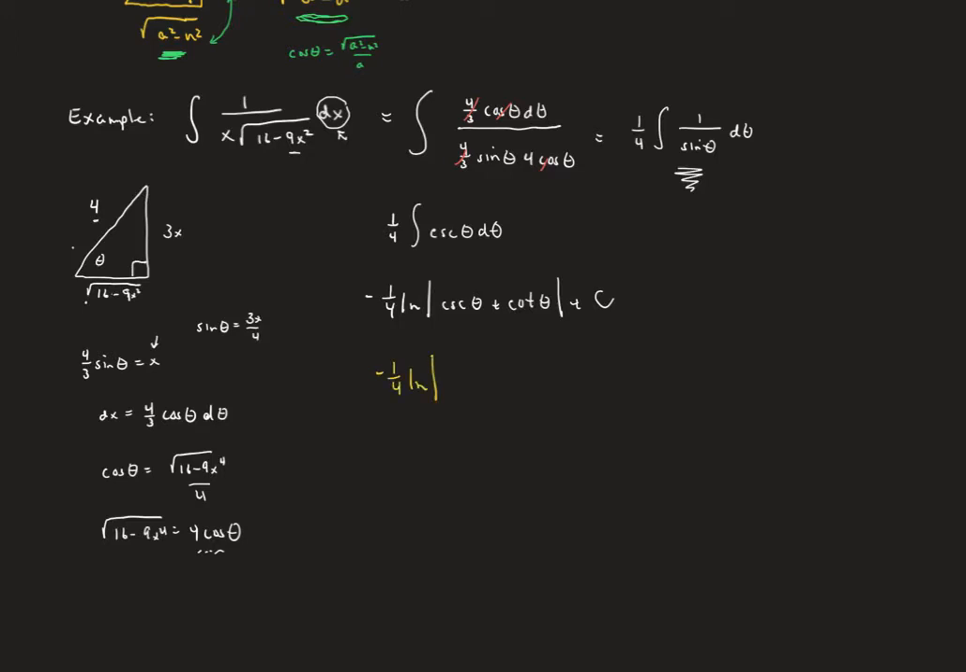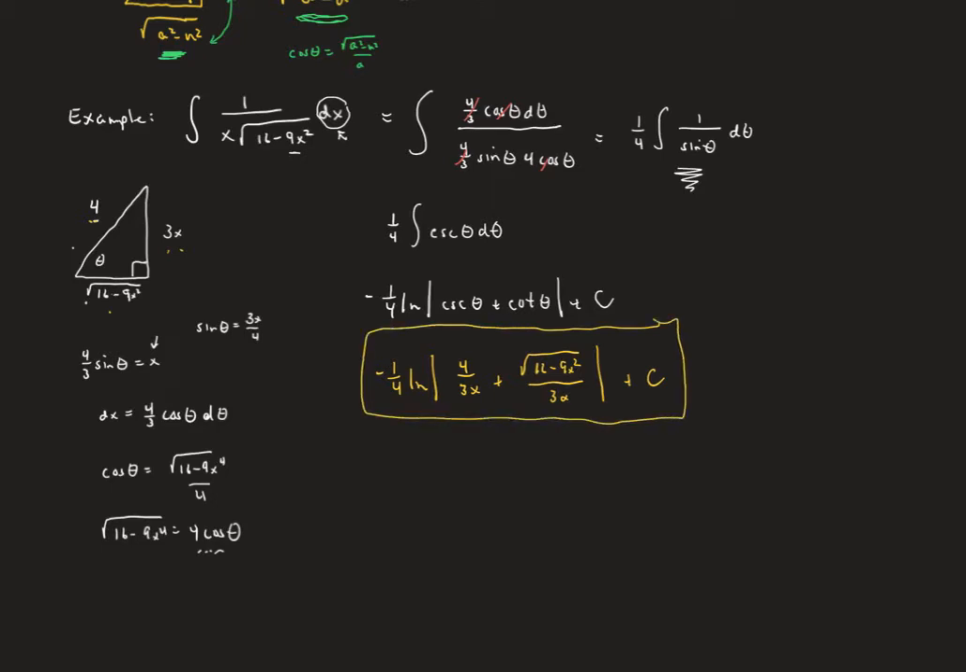So a cosecant of theta, since sine theta is opposite over hypotenuse, a cosecant is going to be hypotenuse over opposite. So that's going to be 4 over 3x. And a tangent theta is opposite over adjacent, so a cotangent is going to be adjacent over opposite. So it's going to be the square root of 16 minus 9x squared all over 3x plus c. That is our answer. Kind of crazy.